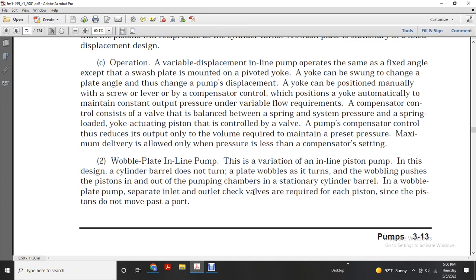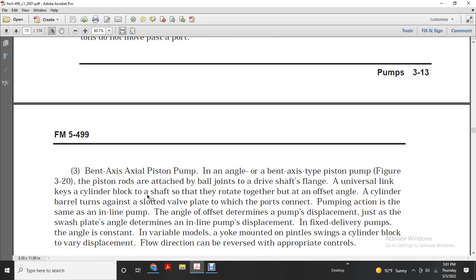Wobble plate inline pump. This is a variation of the inline piston pump. In this design the cylinder barrel does not turn; the plate wobbles and turns with the wobble bush to push the pistons in and out of the pumping chambers in the stationary cylinder valve. A wobble plate pump separates inlet and outlet, and a check valve is required for each piston since the piston does not move past the port.